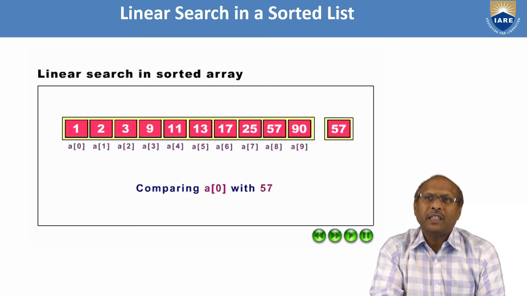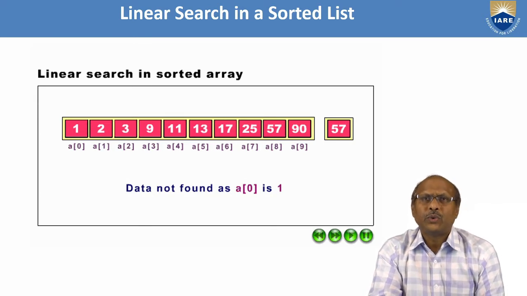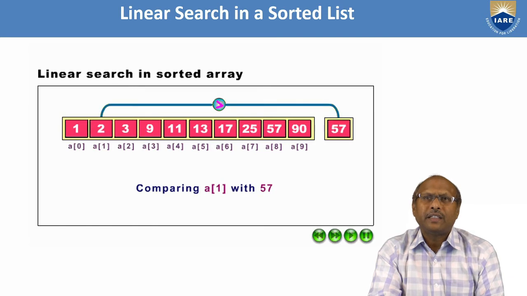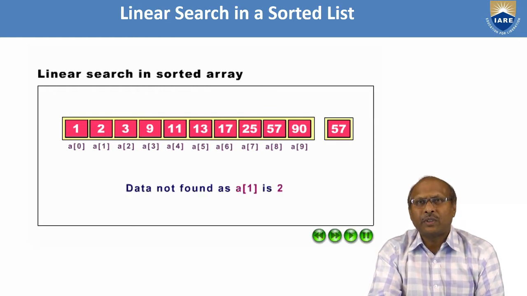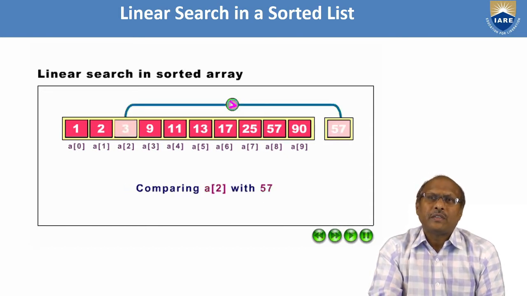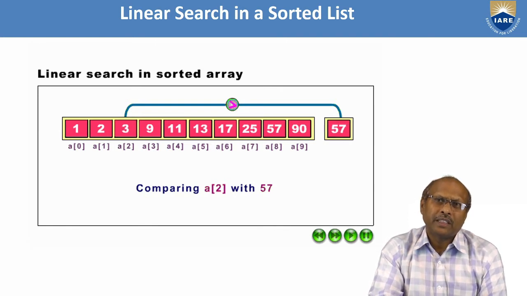Not found. Then it will go to the second location, then to the third. It checks whether the second position matches, and it is not matching. Then it goes to the third position, then the fourth position, and it keeps on going. Now you see how the searching works.